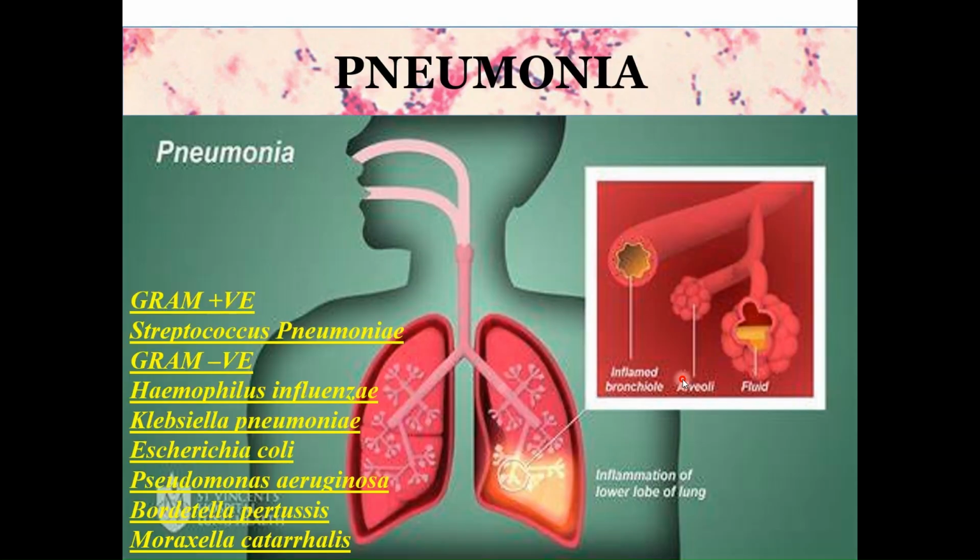The next infection is pneumonia. Pneumonia is generally called CAP, that is community acquired pneumonia. If it is caused by a gram positive bacterium, it is Streptococcus pneumoniae, and the gram negative bacteria causing this disease are Haemophilus influenzae, Klebsiella pneumoniae, and E. coli. You can see here, this is our normal lung alveoli, and this is the pus accumulated alveoli.